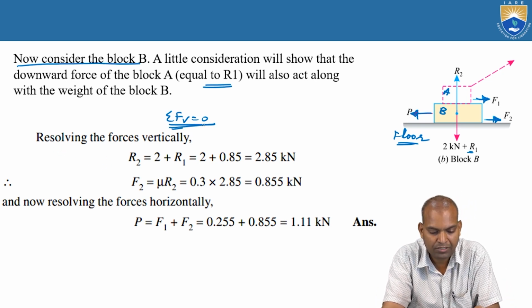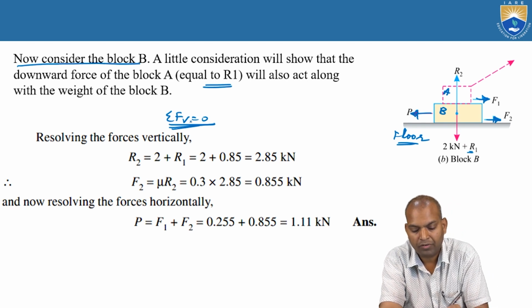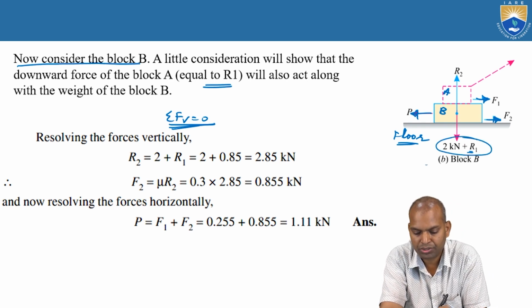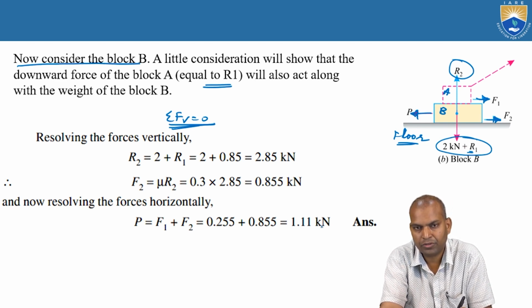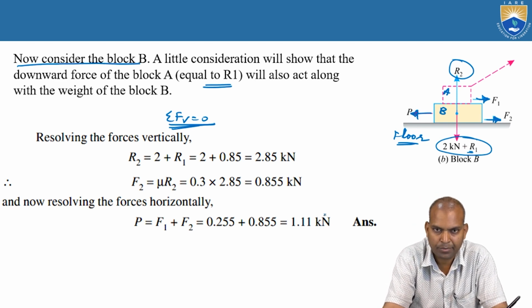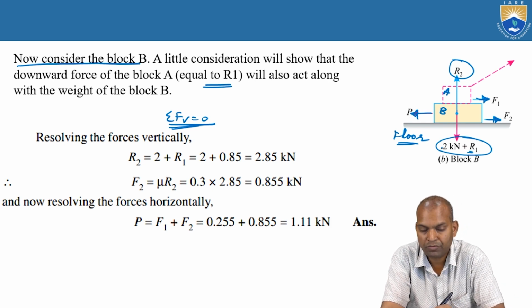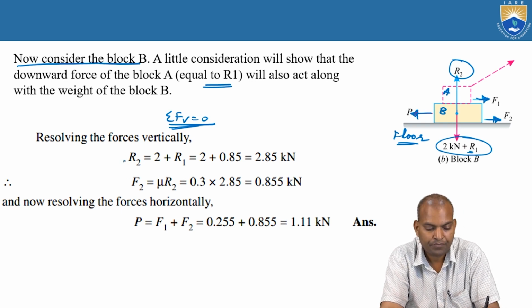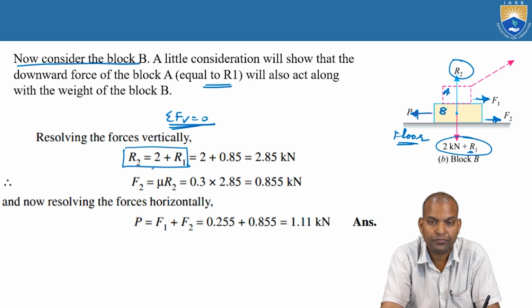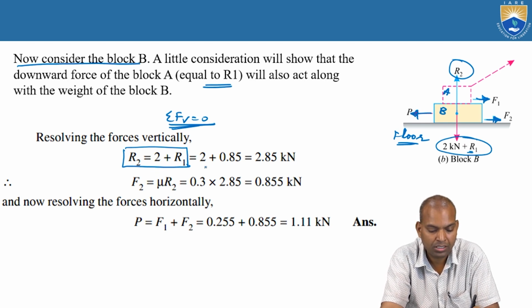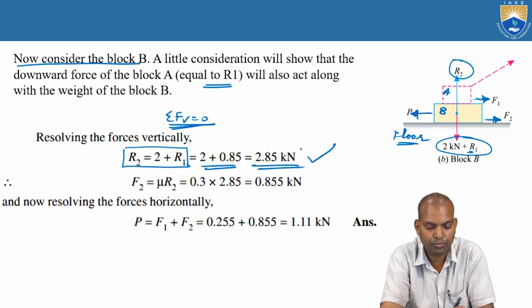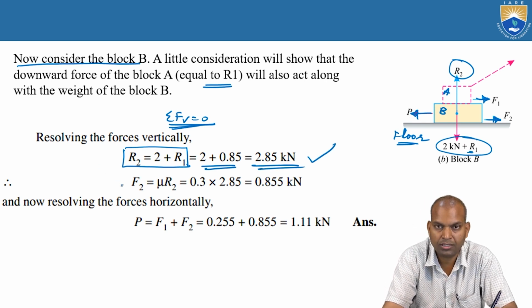Now apply the vertical equilibrium equation. This is the force downwards, and here the force upwards. So upward forces equal downward forces, the algebraic sum of all vertical forces equal to 0. Now R2 equals 2 kN plus R1, that is R2 equals 2 plus R1. We know R1 equals 0.85 kilonewtons. So 2 plus 0.85 is 2.85 kilonewtons, that is R2.